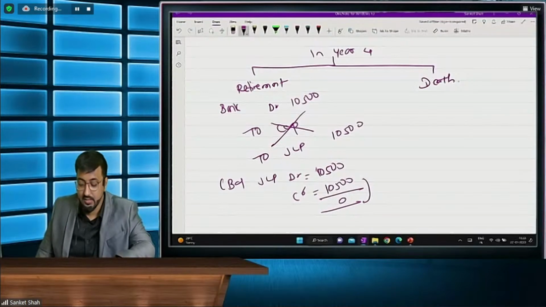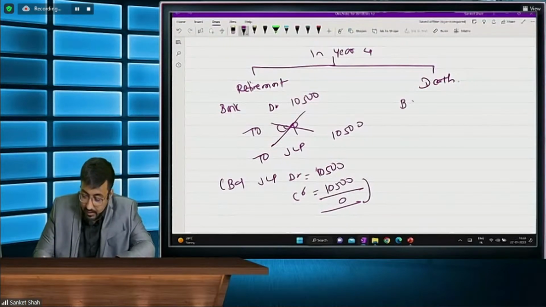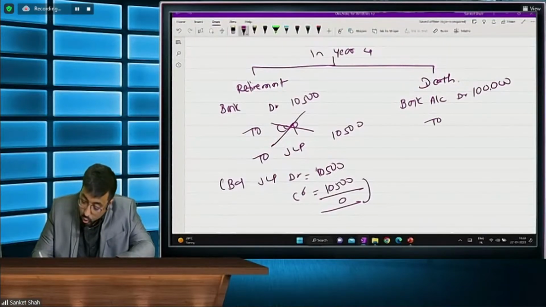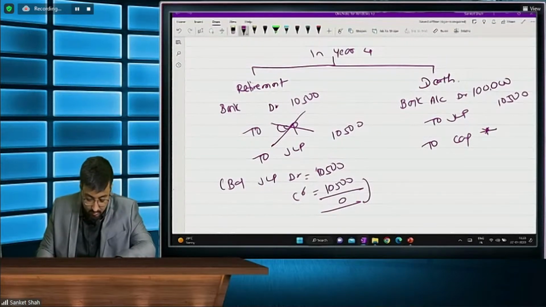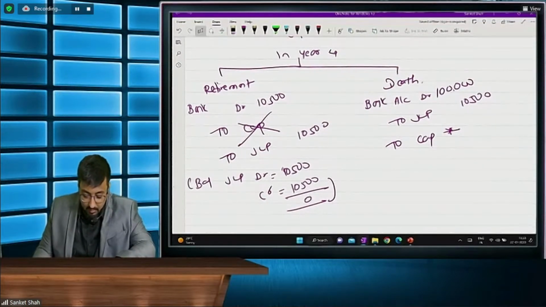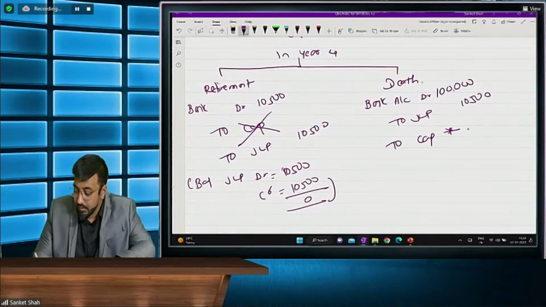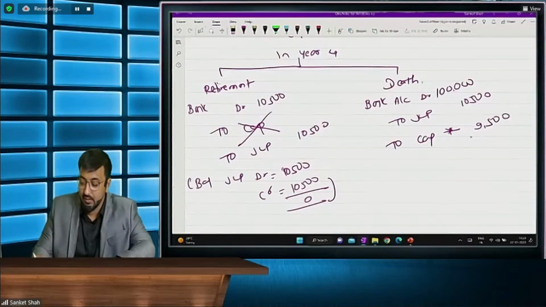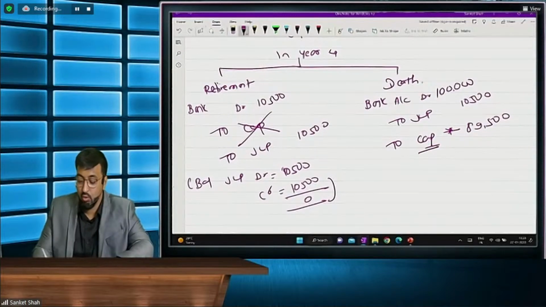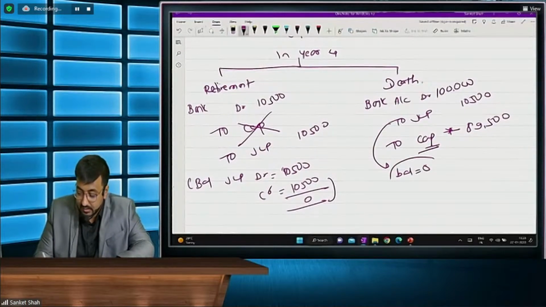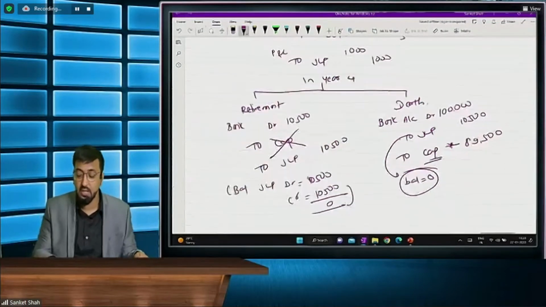Net balance is 0. And in death, bank account debit 1 lakh to JLP 10,500, and remaining balancing figure 89,500 is transferred to capital. So here also balance is 0. After this entry, JLP balance is 0.